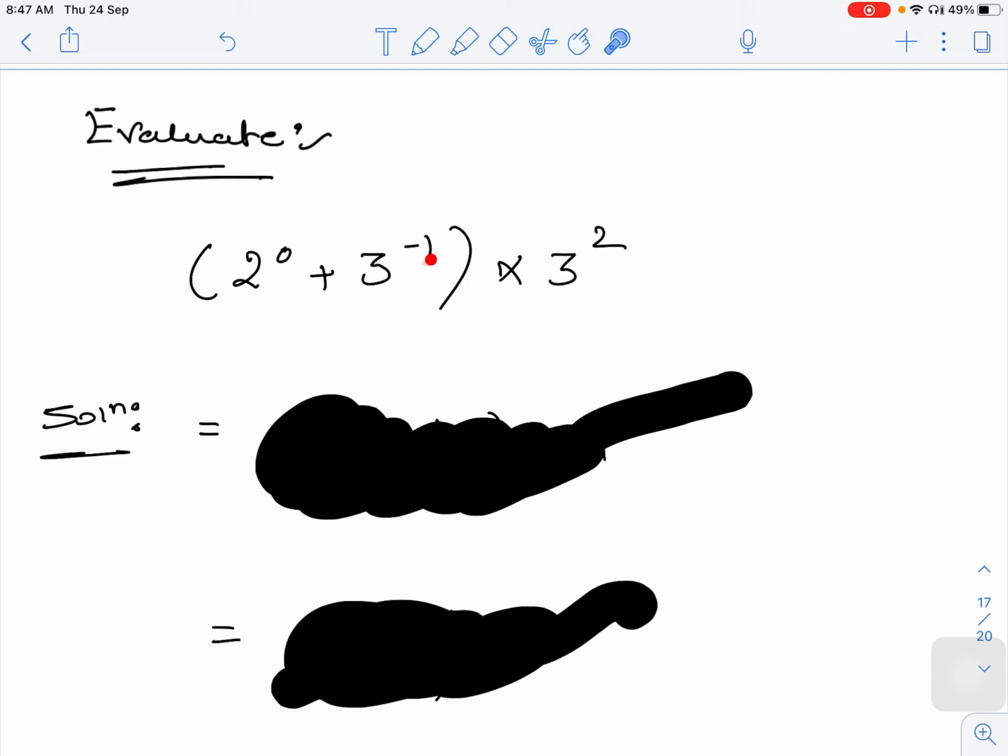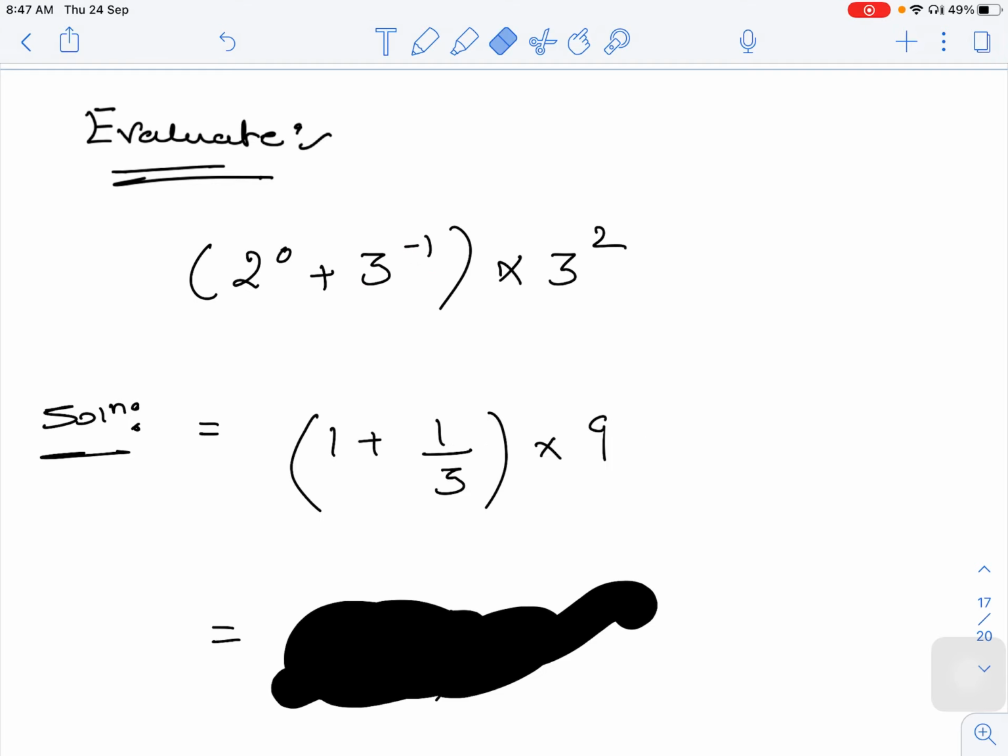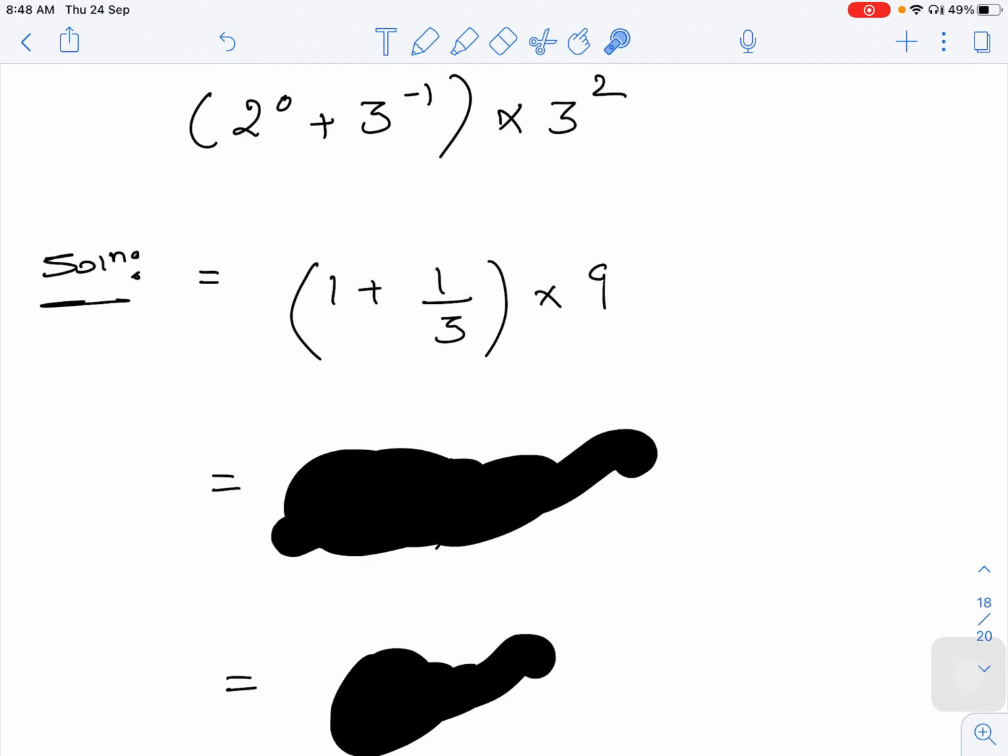And this 3 raised to minus 1, let us write this one with a positive power. So see what the changes are. Now this 2 raised to 0 will become 1. 3 raised to minus 1 will become 1 upon 3. And this 3 raised to 2 means 3 is multiplied 2 times, so 3 threes will become 9. Now remember that this number does not have any denominator, so I am just writing its denominator over here as 1.